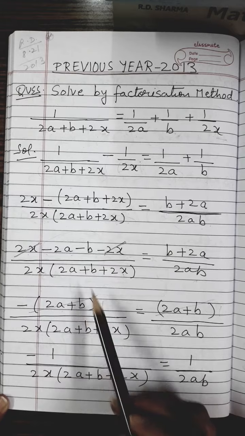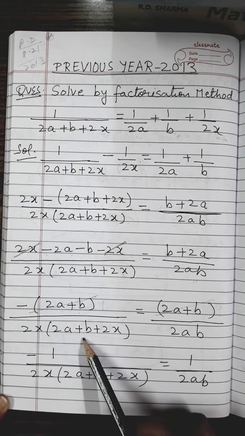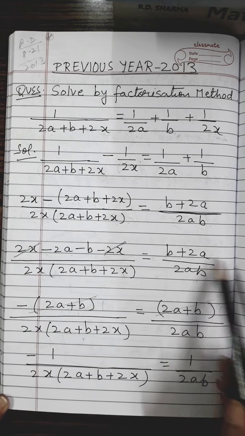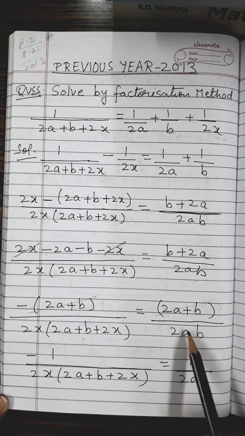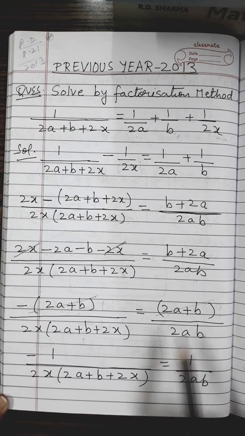So 2a plus b I can write this way, and the denominator is as it is. Come to the right side. Now this is simply, I have reversed their order, 2a plus b upon 2ab. Now what do you see in the LHS and RHS?